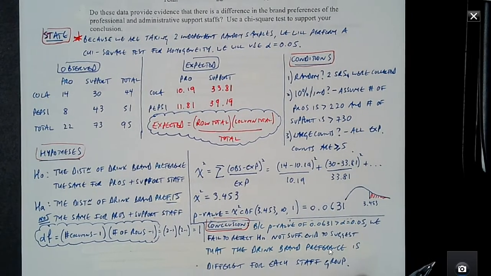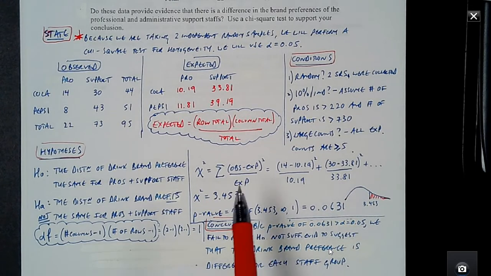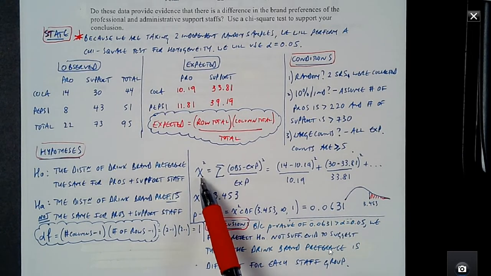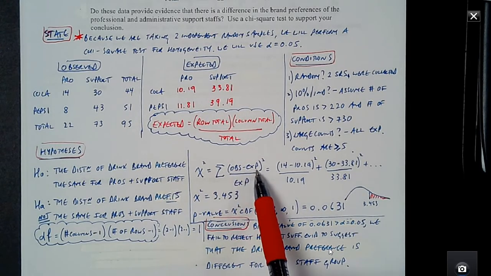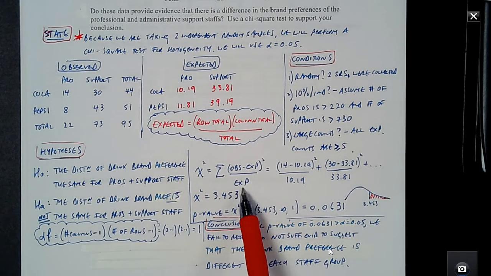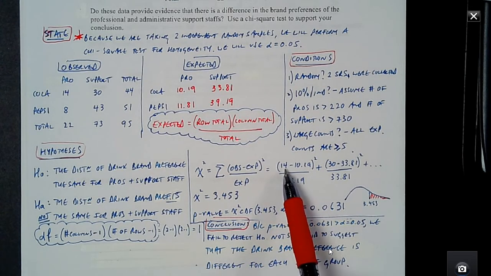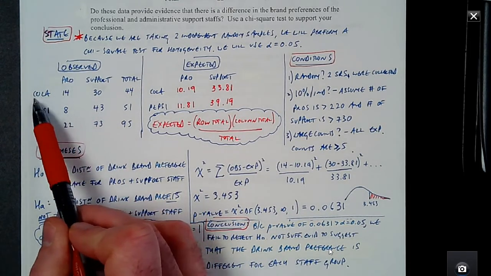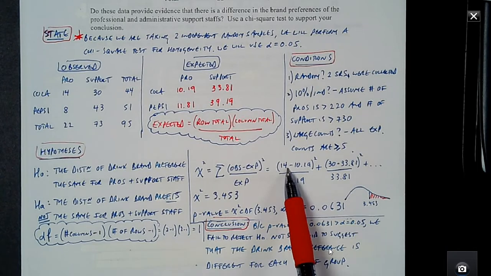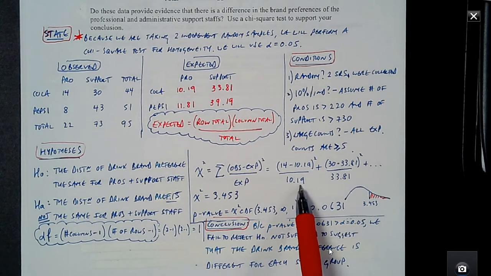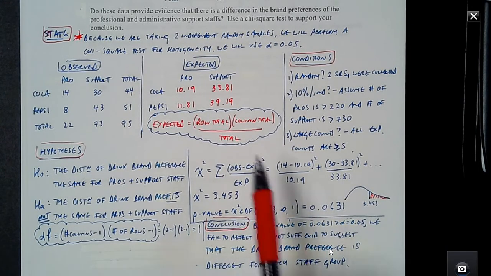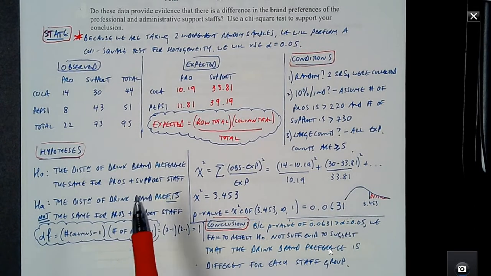All right, now we're all ready to calculate the test statistic. So remember, the chi-squared test statistic is always the same regardless of whether you're doing goodness of fit, homogeneity, or independence. It's always the observed minus the expected squared, all divided by the expected, and we sum up these values. So let's go ahead and do that. The first group, the professionals who loved Coca-Cola. That would be an observed value of 14 minus our expected value of 10.19, and then we divide by the expected value again of 10.19. And we're going to do that for each of the 4 different variations.